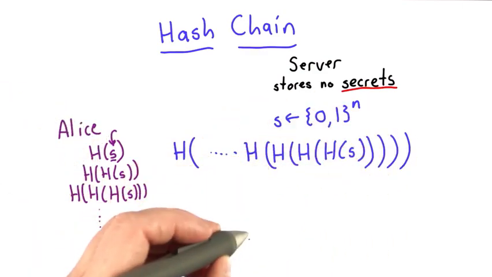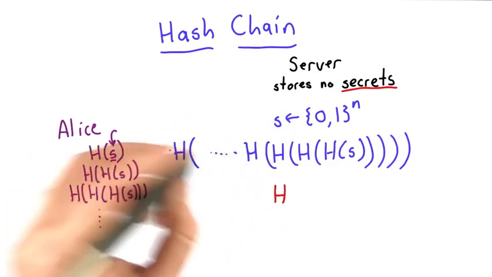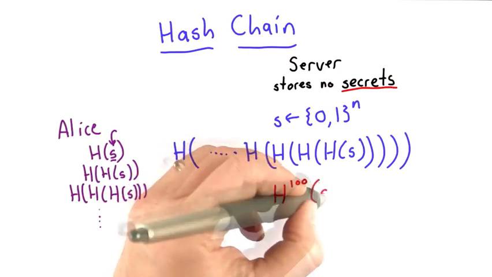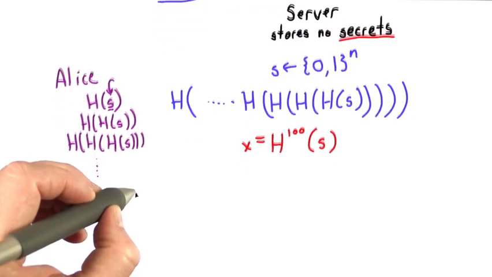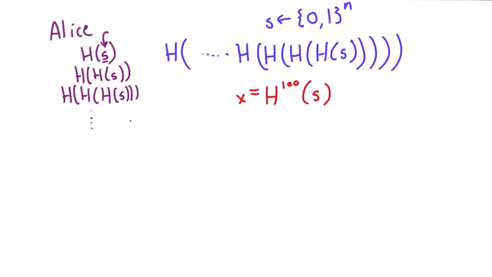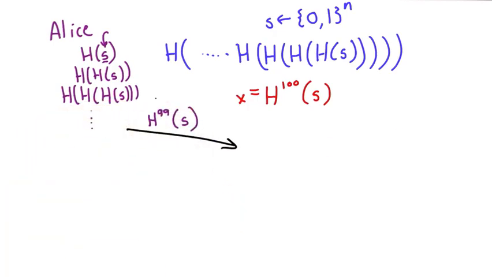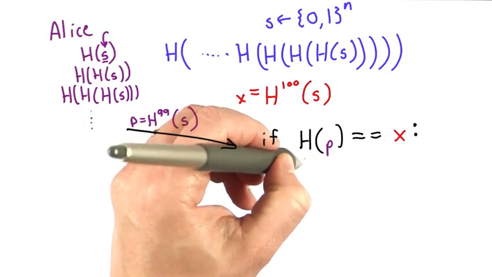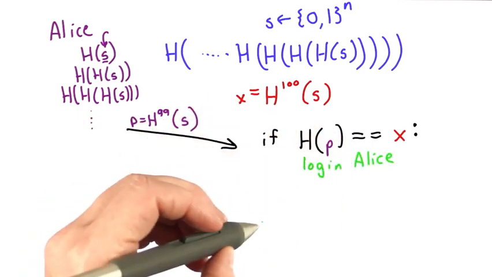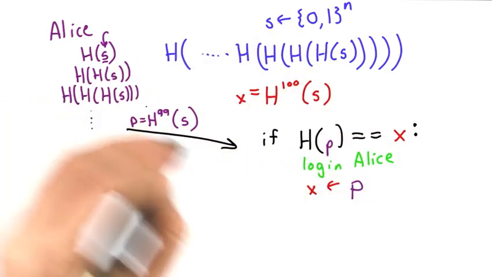The server only stores one thing. The only thing the server stores is the last value in this hash chain. So let's suppose we did this 100 times. This is the value the server would store, and that's the only value stored by the server. So now the protocol to log in will be: Alice will send the 99th value in this hash chain. The server will compute the hash of P and check if it's equal to the stored value X. If it is, it will allow Alice to log in, and will also update the value of X. The new value of X will be the value Alice sent as P. So that's how the first login works.